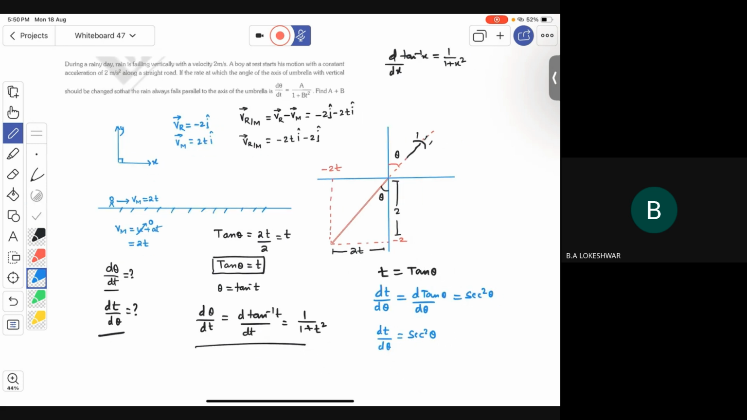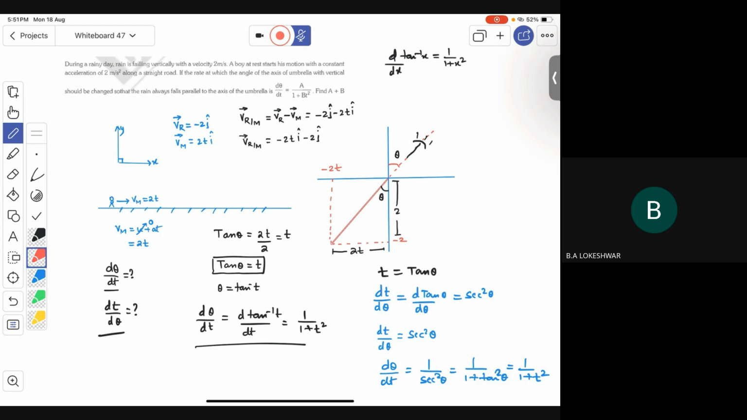So d theta by dt will be 1 by secant square theta, no? And secant square theta is 1 plus tan square theta. And tan theta is t. So what did it become? 1 by 1 plus t square. Okay. But this is not the way you should solve.